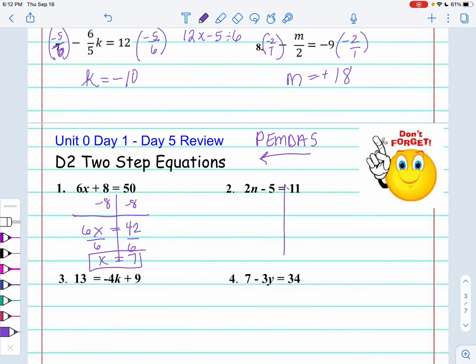Okay, same idea. I need to get rid of add and subtract first. And then I'm going to divide both by 2 to get rid of multiply.